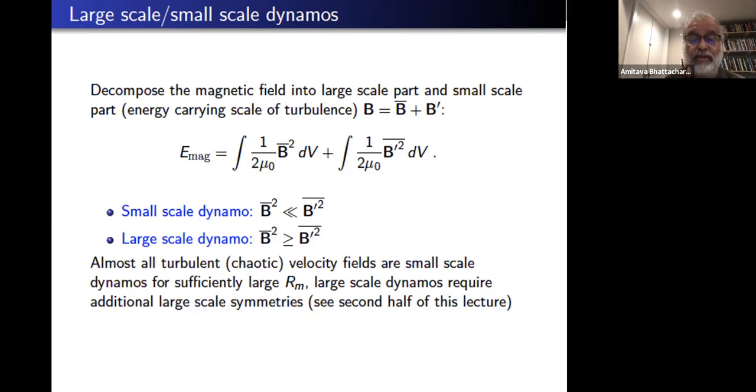that much mean flux. Large-scale dynamos require additional large-scale symmetries, and I'll get into that in the second half of this lecture and what we know. The large-scale dynamo problem to this day is a largely unsolved problem.